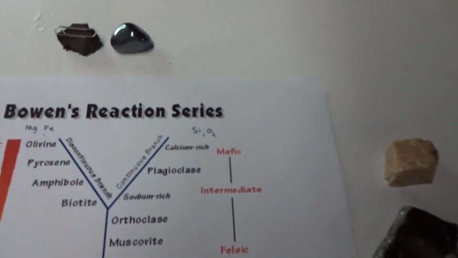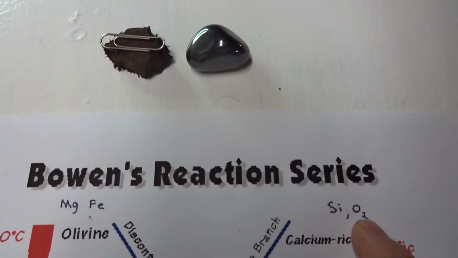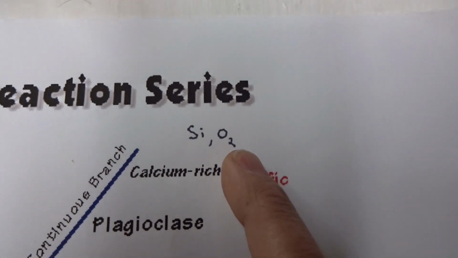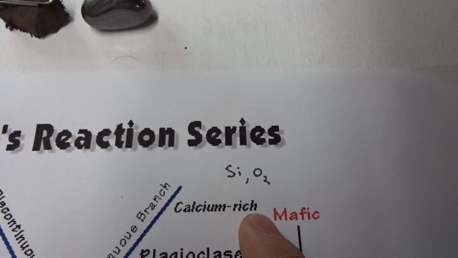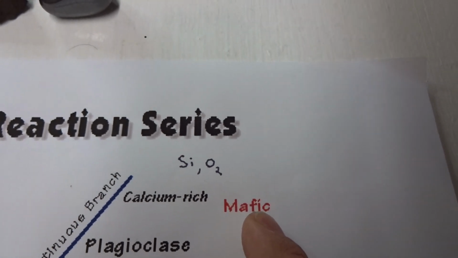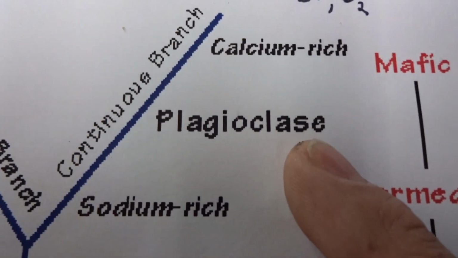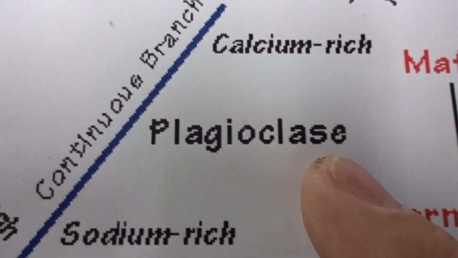Continuing. Then we go over into the Felsic branch of the continuous branch of Bowen's reaction series. Silica and oxygen are high in the continuous branch and calcium rich. These are Felsic. This is omitted in the diagram. Now we're dealing with Felsic. The first mineral to solidify out as the temperature decreases is plagioclase feldspar.